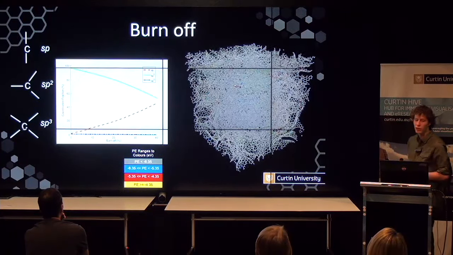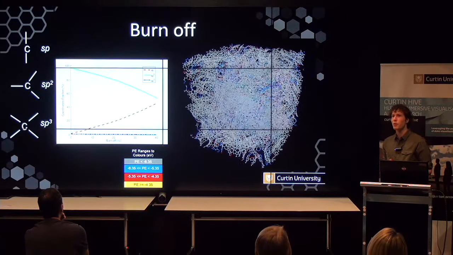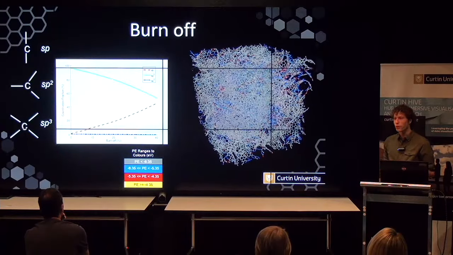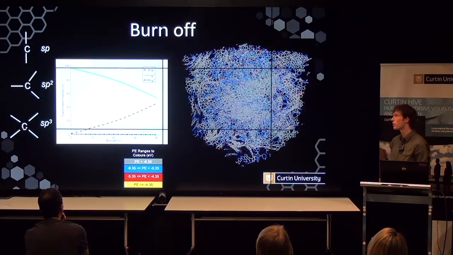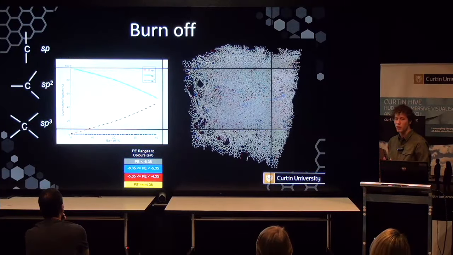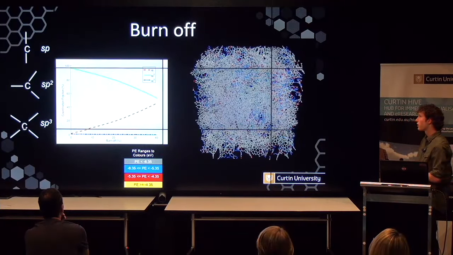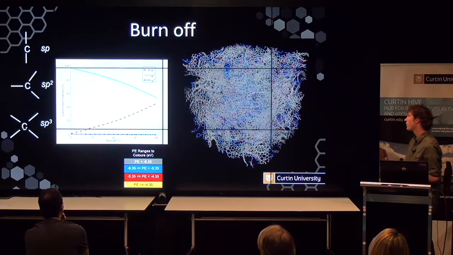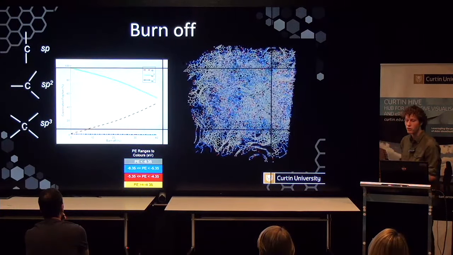So the coordination fractions are determined by the number of atoms each atom is bonded to, essentially. So a carbon atom with only 2 bonds is called an sp atom. With 3 bonds, sp2, and 4, sp3. On the left here, you can see a graph showing the coordination fraction as the burn-off increased, and we can see that the sp fraction rises.